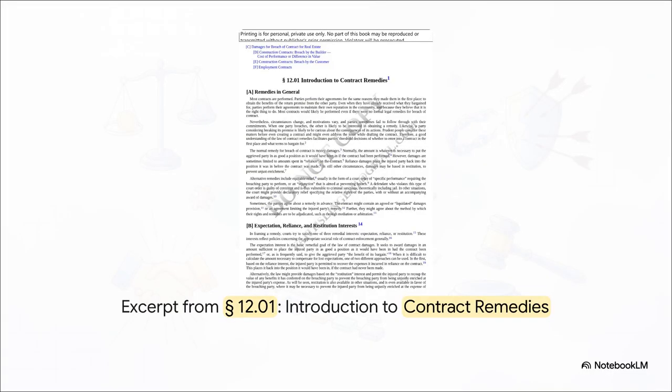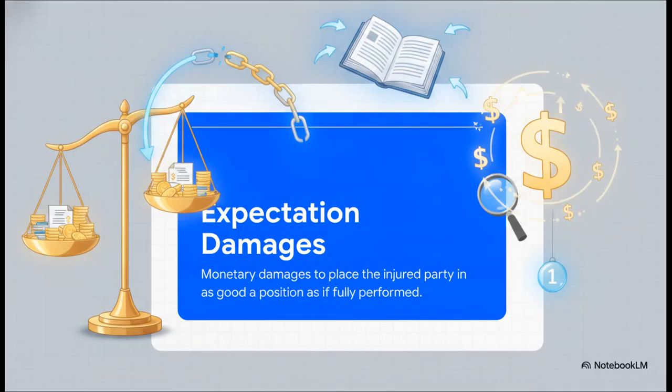Notice how this excerpt from Section 12.01 explicitly outlines the core of our legal framework. Courts are basically trying to satisfy one of three remedial interests: expectation, reliance, or restitution. Now, while reliance damages help recoup expenses, and restitution prevents unjust enrichment, there is an undisputed king of the hill here that you absolutely must always address first. And that brings us to expectation damages.